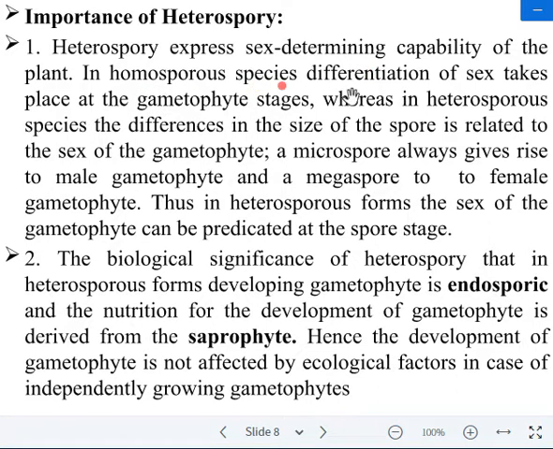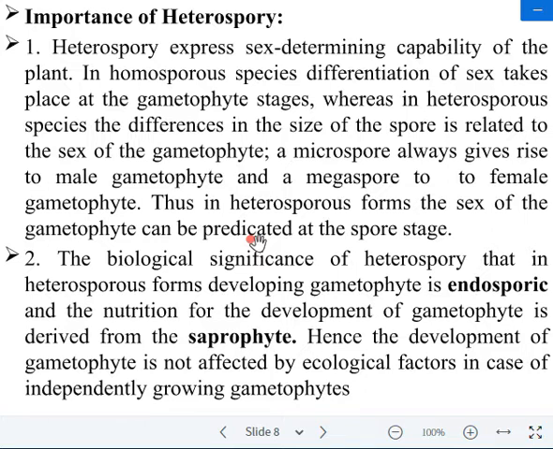In homosporous species, differentiation of sex takes place at the gametophytic stage, whereas in heterosporous species, the difference in the size of the spore is related to the sex of the gametophyte. A microspore always gives rise to the male gametophyte, while the megaspore gives rise to the female gametophyte. Thus, in heterosporous plants, the sex of the gametophyte can be predicted at the spore stage.